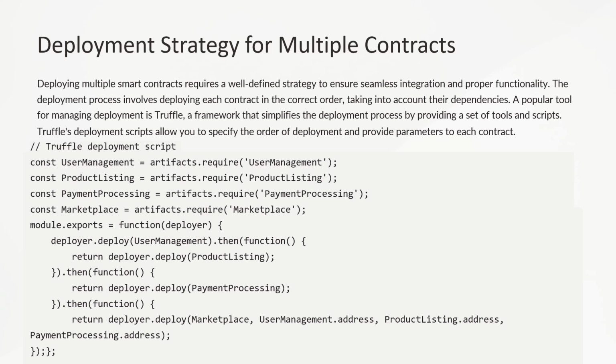By executing the deployments in this specific order and supplying the addresses of the deployed contracts to the Marketplace contract, the script ensures that the Marketplace contract has access to the required functionalities provided by the other contracts. This deployment script can be utilized with the Truffle framework to streamline the deployment process, manage contract dependencies, and ensure that the deployments occur in the correct sequence to enable seamless integration and interaction between deployed contracts.